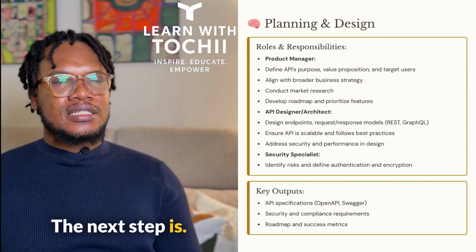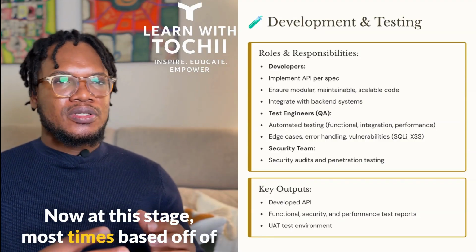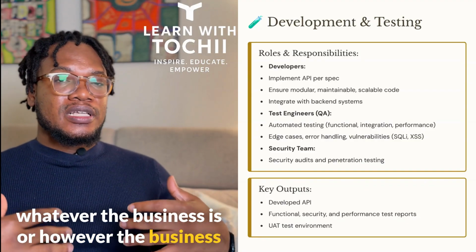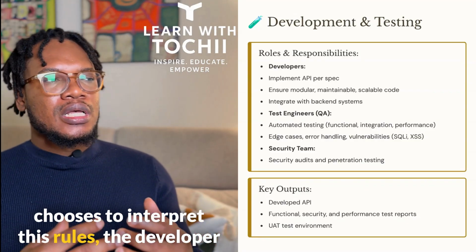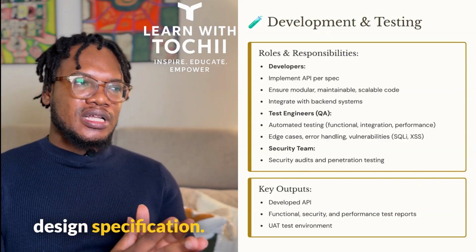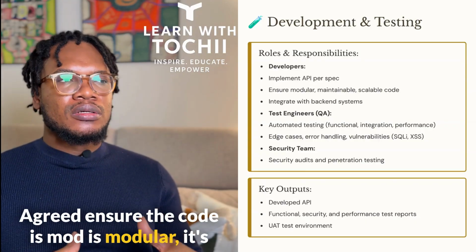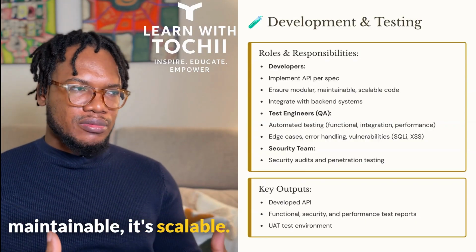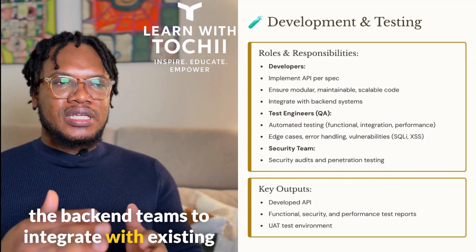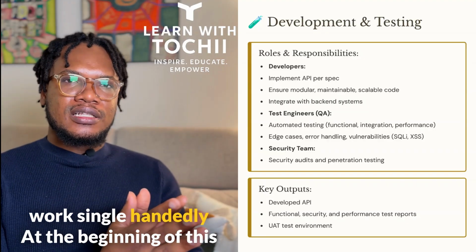The next step is development and testing. Now, at this stage, most times, based off of whatever the business is, or however the business chooses to interpret these roles, the developer would implement the API following the design specification agreed, ensure the code is modular, maintainable, and scalable. Obviously, you need to collaborate with the backend teams to integrate with existing systems and databases because the APIs cannot work single-handedly.